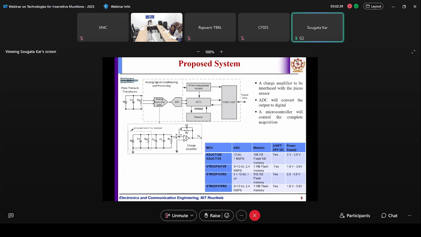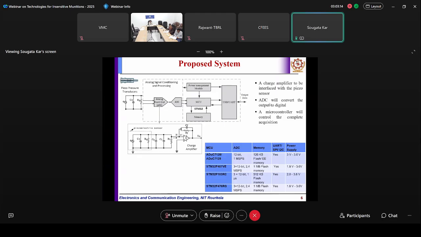So the charge amplifier will convert the charge to equivalent voltage. We need not use an external ADC, because most microcontrollers nowadays have their own ADC, so the 12-bit ADC is there. Then there is the internal memory. If it is sufficient, we'll use the internal memory, or else we'll interface some external memory with this microcontroller.